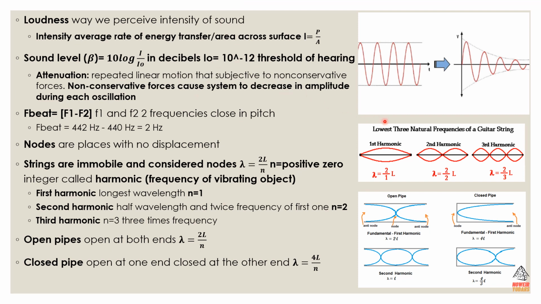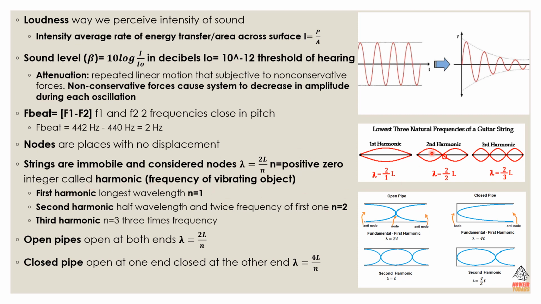Nodes are places with no displacement, such as these dots. You see these dots? That's a node, right? That's a node here. That's a node, right? So for strings, we're going to speak about guitar strings. Strings are immobile at the ends and considered nodes, right? So the wavelength is equal to 2L divided by n, where L is the length and n is a positive integer called the harmonic.